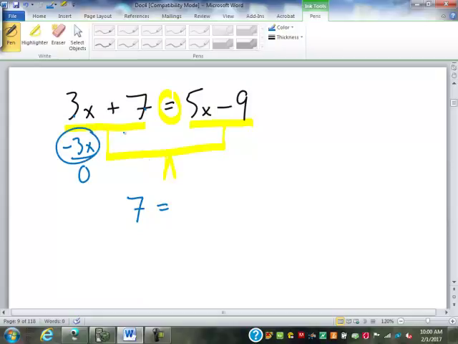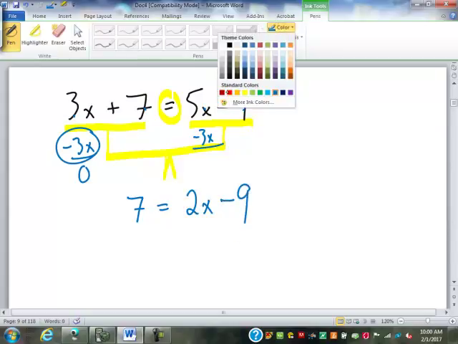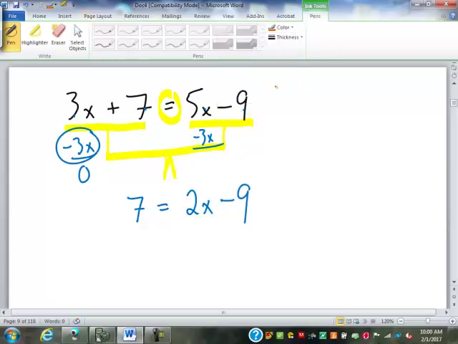Now on Monday we talked about operations with these algebraic numbers. When we add or subtract, we can only combine things that have the same name. So what can I subtract 3x from? 5x. 5x minus 3x is 2x. And I still have the minus 9, negative 9. Now this is an equation form that we know how to solve. What do we do first?